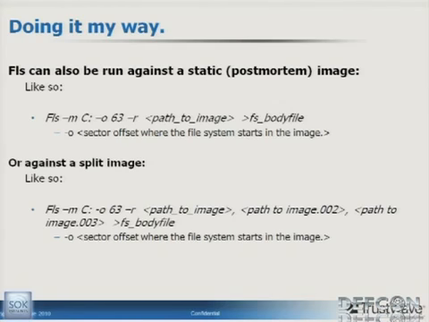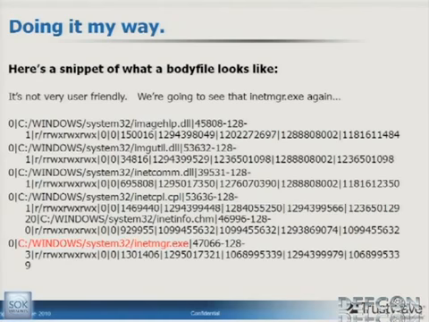You can also do this against a split image. You could have, you know, 100 different 001, 002, 3, 4 files. You just go 001 space 002, 003, and it works the same way. Again, the offset's there. So here's what a body file looks like, and it's admittedly ugly.